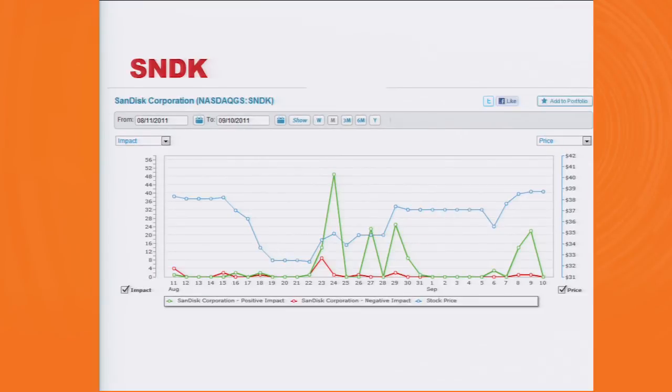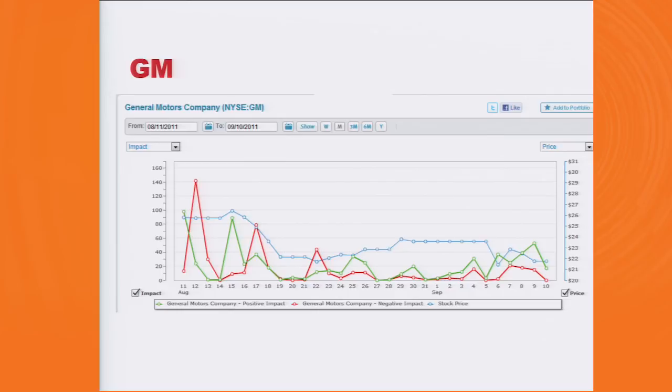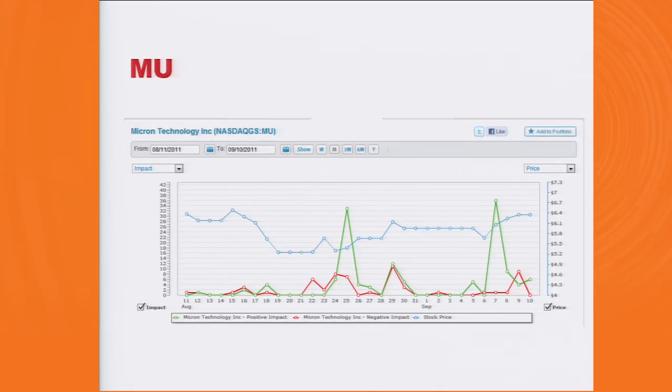SanDisk, also very similar to what we saw before. This is for the negative side. You can see General Motors. So you can see, again, the market didn't move even though there was a spike. And a few days later, it actually started to move down.